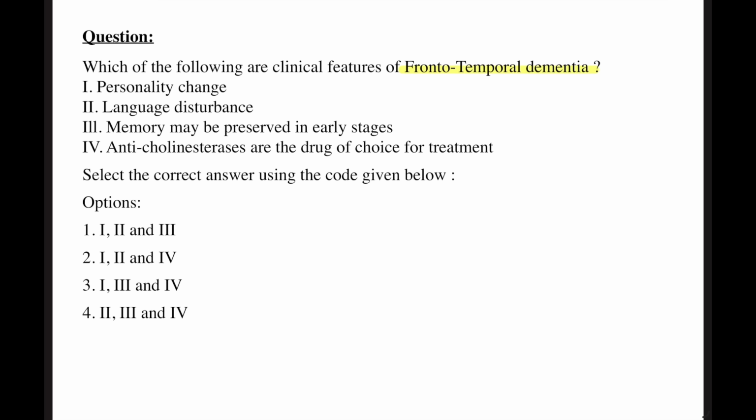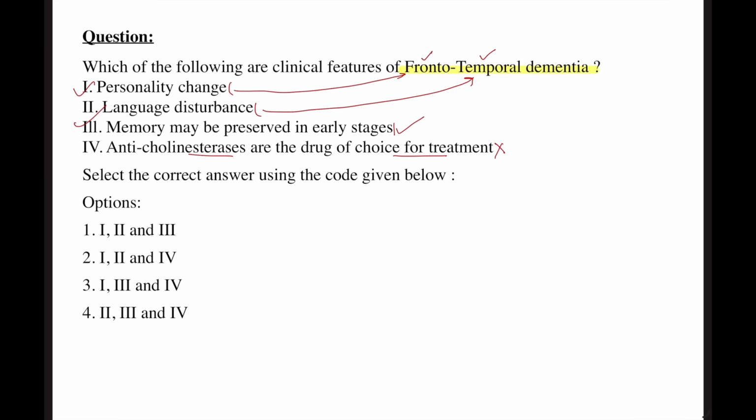Now, when I talk about frontotemporal, that is frontal lobe functions and temporal lobe functions will get affected. Right? Now, the clinical presentation will have personality change, which is concerned with the frontal lobe. Language disturbance, which is concerned with the temporal lobe. So in frontotemporal dementia, you will see personality change and language change. Right? And yes, though memory is a cortical function, it is preserved in the early stages. I agree. Anticholinesterases are the drug of choice.